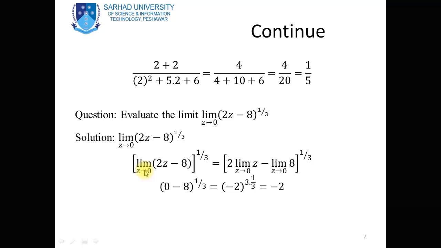So first of all, applying the limit z tends to 0 in 2z minus 8, putting z equal to 0 in this term. We cannot put the limit in the term 8 because this is the constant term. So this constant 8 is as it is, and for z equal to 0, we obtain 0 in the first term. Now minus 8 to the power 1 over 3, we can write as minus 8 equal to minus 2 whole cubed, and the whole power is 1 over 3. So 3 and 3 cancel, and we obtain minus 2.